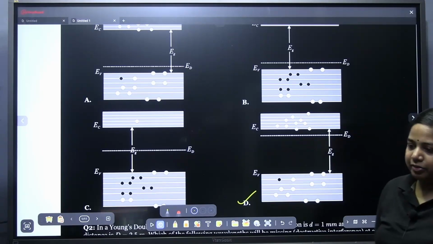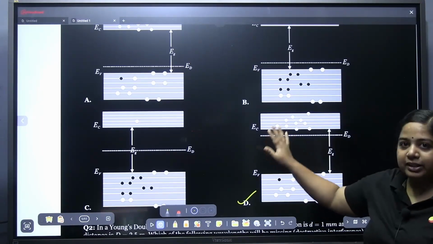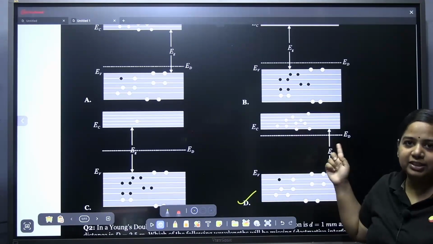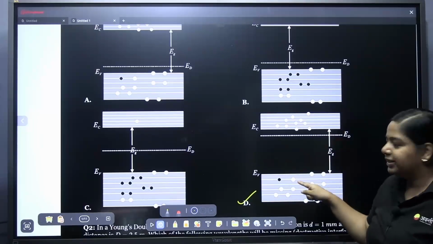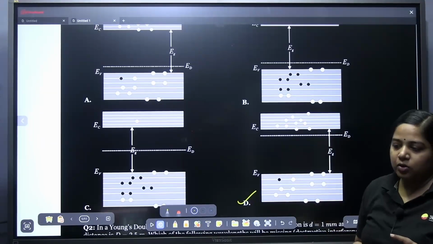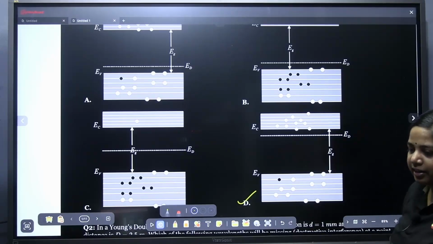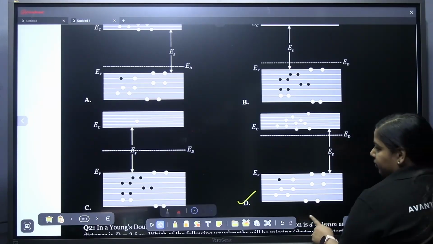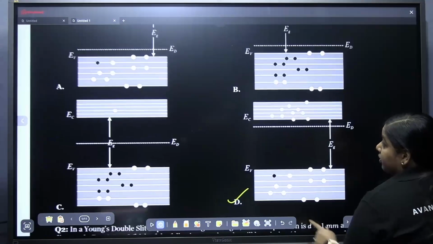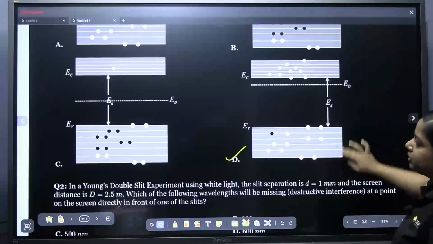I hope it's clear for all. In this particular PDF I have reversed the color, that's why white is electron and black is holes. Is that clear? Okay, moving on to the next question.